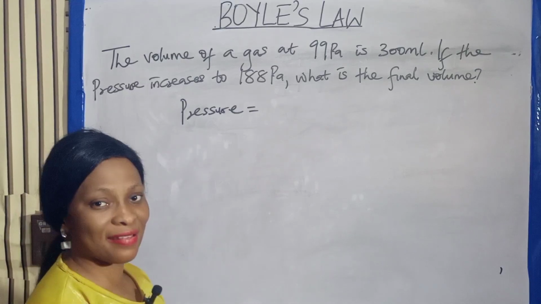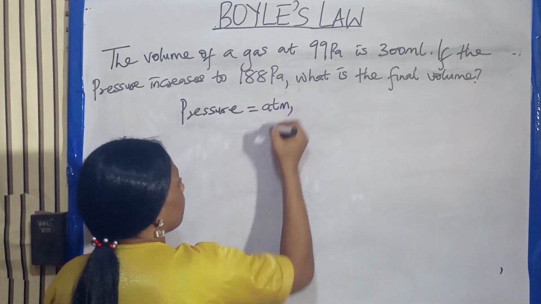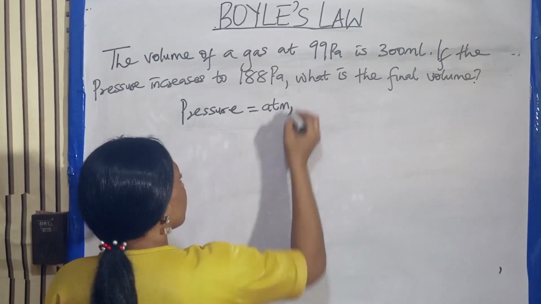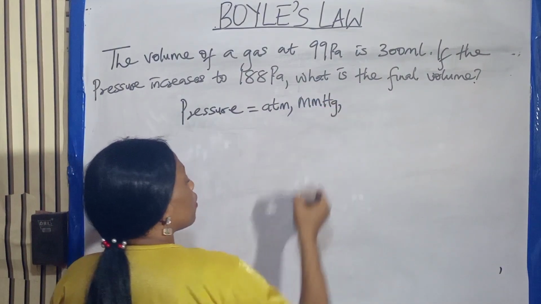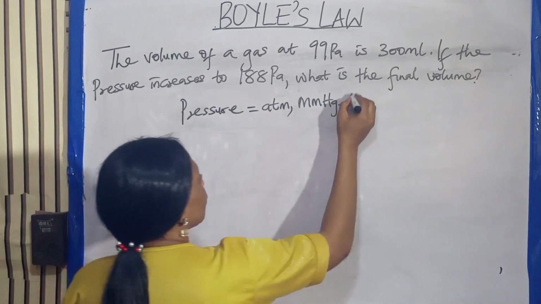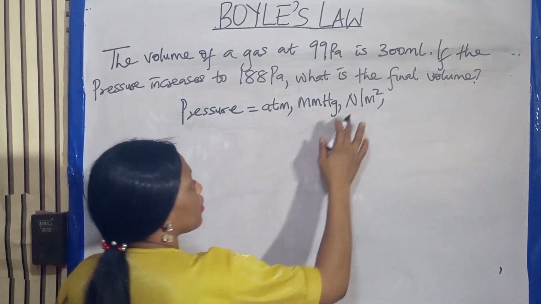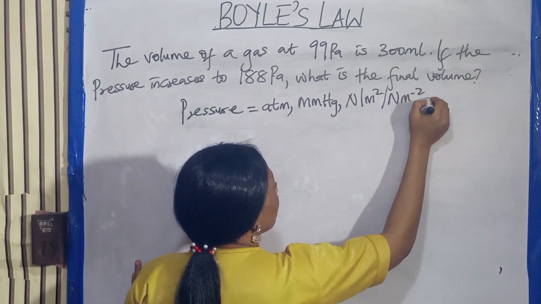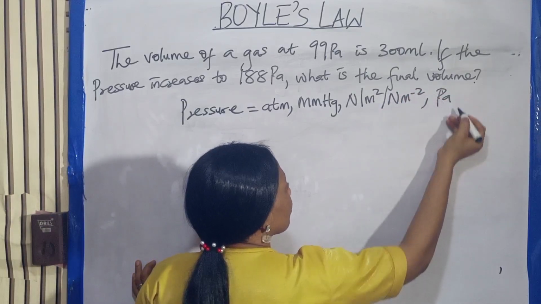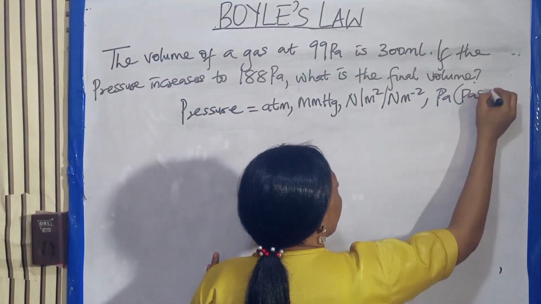What are the units of pressure? The units of pressure include ATM, that is atmosphere. It also includes millimeter mercury. It also includes Newton per meter square. They can write it like this or they will write it like this, Newton per meter square. And it also includes Pascal.